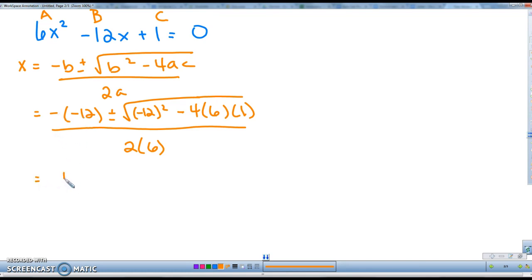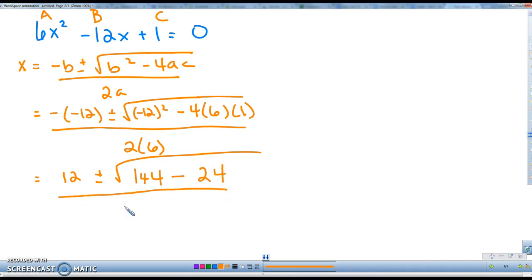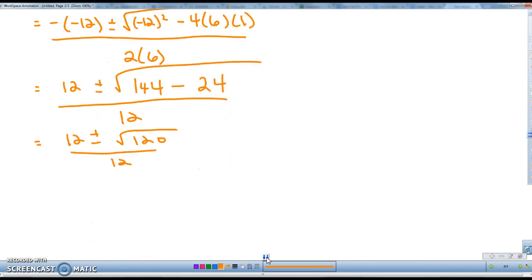So the negative of negative 12 is positive 12, plus or minus the square root of 144 minus 24, divided by 12. When I subtract inside my radical, I get 12 plus or minus radical 120 over 12. And we know our squares pretty well, which means we know our square roots pretty well. And 120 is not something we can take the square root of and get an even number.